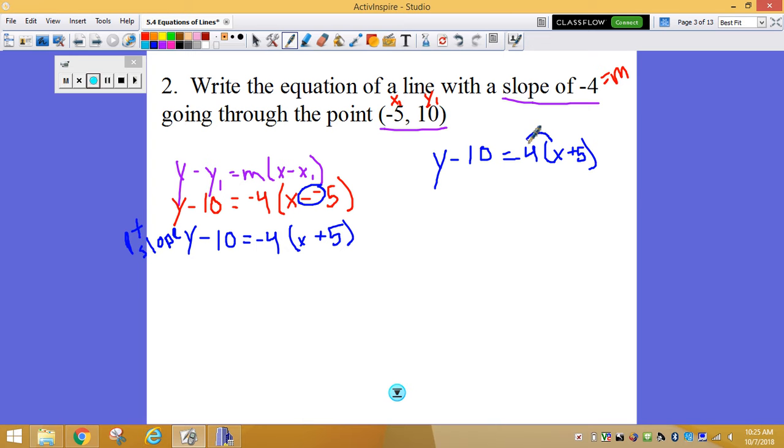So I'm going to distribute my 4. 4 times x is 4x. 4 times 5 is 20. I'm going to bring down my y minus 10. Okay, now I need to move this 10, so the opposite of minus 10 is plus 10. 10's cancel. And your final answer for slope intercept form is y equals 4x plus 30.